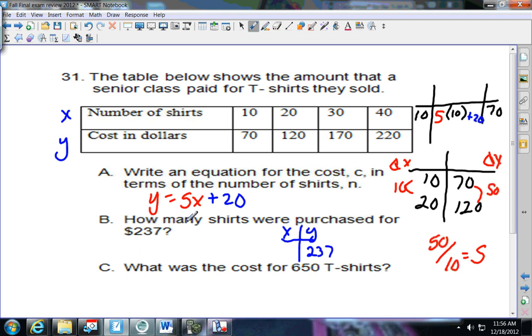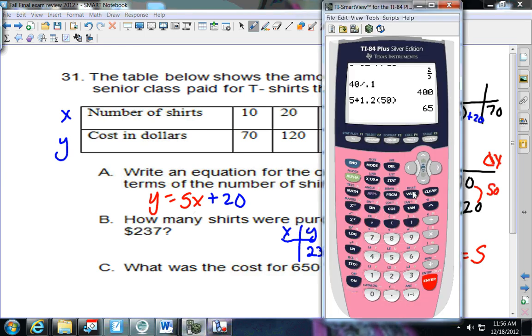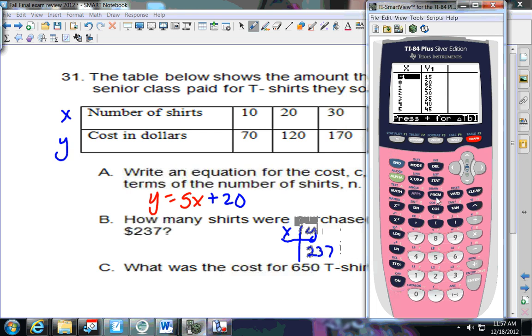Now this is the way you can do it in the calculator. We can go in the calculator and put in there 5x plus 20 and go second graph and look and find where Y is $237, which there's not a quick way. You just have to scroll through finding your numbers in the Y column. Oh, let's see, there we go.